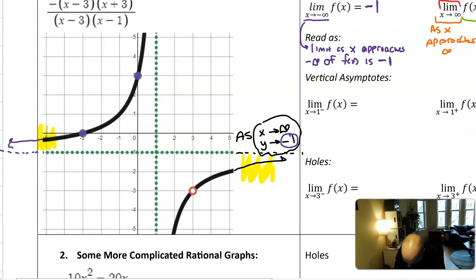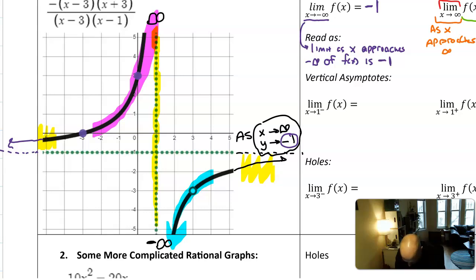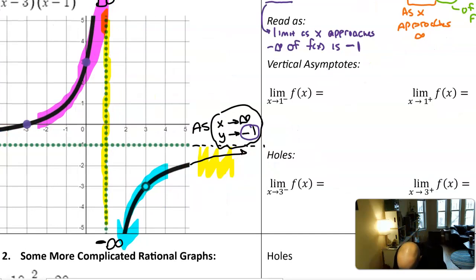So we're going to look at this vertical asymptote at x equals 1. And what I notice is kind of a problem. There's two limits. What the heck? Because if we approach from the left, f of x is going up to infinity. But if we approach from the right, f of x is going down to negative infinity. So how can we say that there's a single limit? Well, we don't.